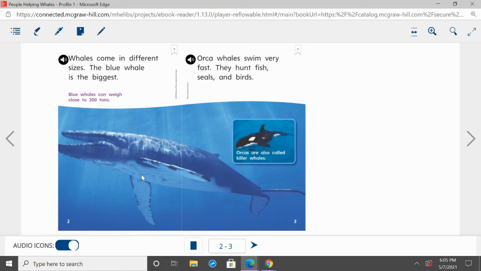So here we can see a picture, and this is a caption right here. This is helping describe what's going on in this picture.